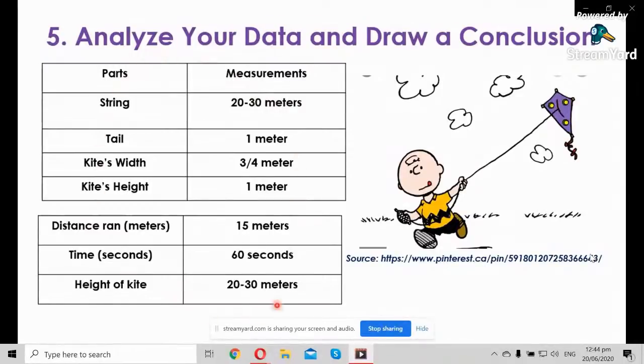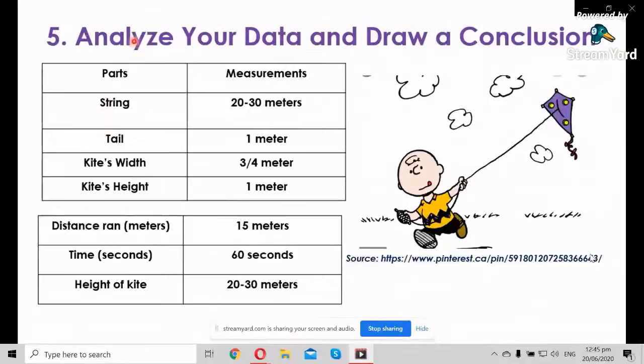Now, let's try using your pen, notebook, or paper. Let's try to analyze and draw our conclusion. Are you ready? I know this will take time, but you can replay this video over and over. Okay? Now let's go to the parts. First table shows the parts of the kite. String, tail, the kite's width, and the kite's height. The measurements are as follows. 20 to 30 meters. 1 meter. 3 over 4 meter. 1 meter. This is all the measurement in making the kite.